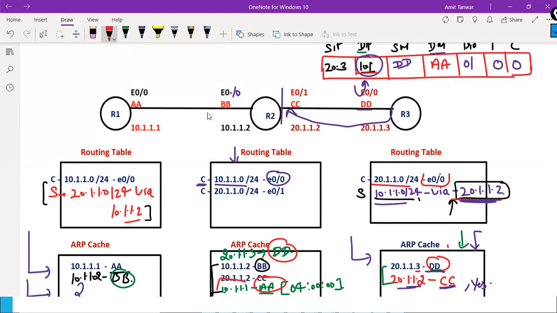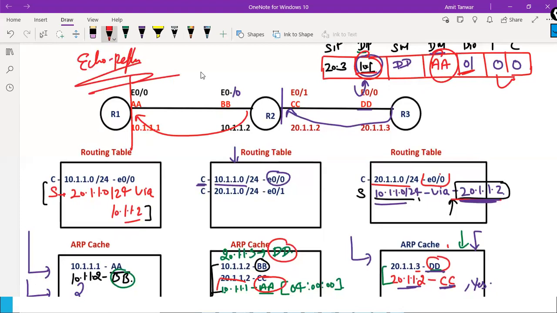Okay, and finally, the packet will go to this one. So what happened now? Finally, this router will check it. Destination IP 10.1, destination MAC A, it's for me, and the protocol is ICMP, and type is 00. So this is all about the echo reply. Got it? So this way, your static routing works with next hop.